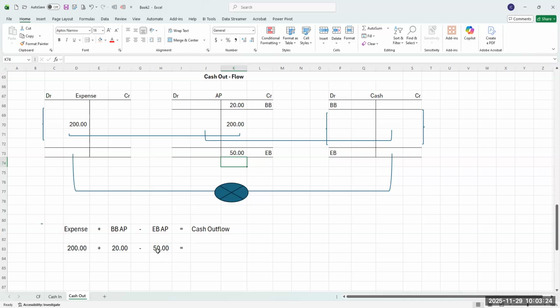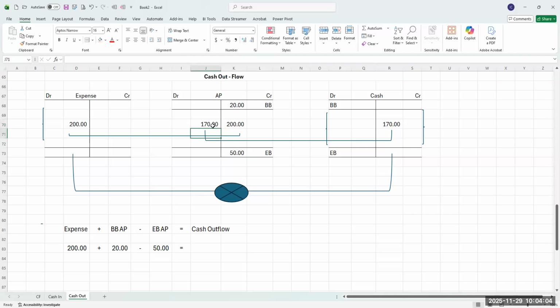Yes. Do you know how else you can get it? You're just checking the change. How much is beginning balance minus the ending balance? 20 is my beginning balance, 50 my ending balance. How much did my accounts payable increase? With $30. What that means is, whatever my expenses are, I didn't pay $30 of my current expenses. So 200 minus 30, 170. That's another way to get the formula.